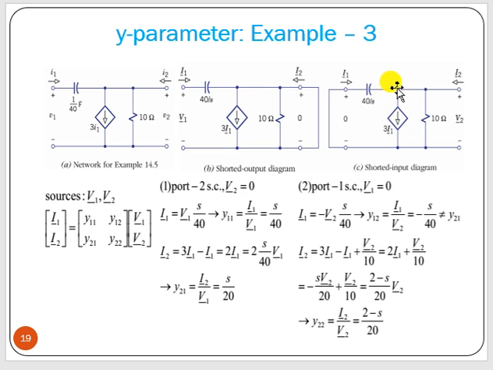Now for this particular node again, I2 is nothing but 3I1 minus I1 plus another value. There is a resistance which is nothing but V2 by 10. Now here that part is not there because this is shorted, because it is in parallel with a short circuit. Now if we solve this, we will get the value of Y22.